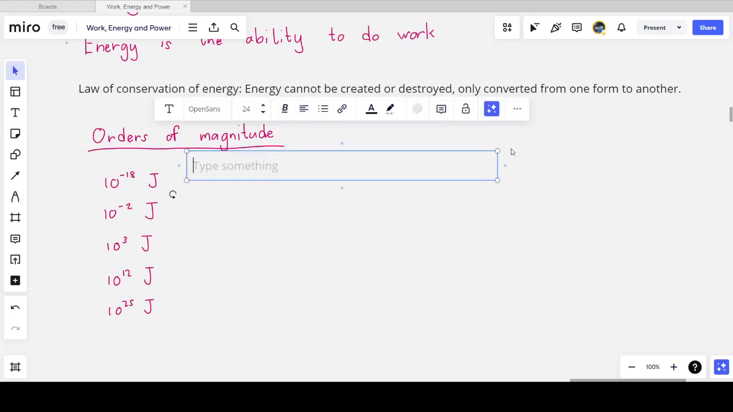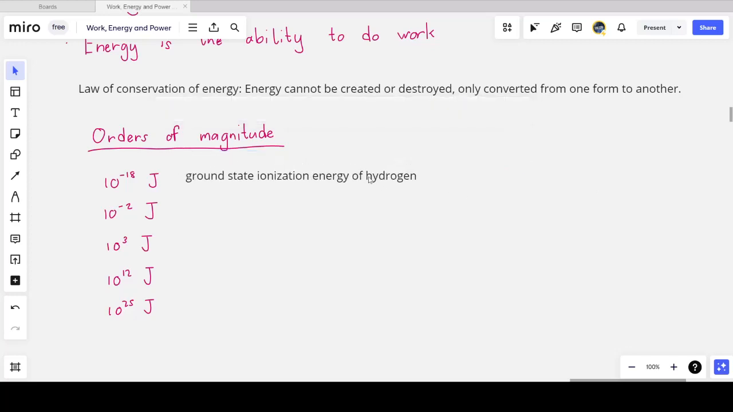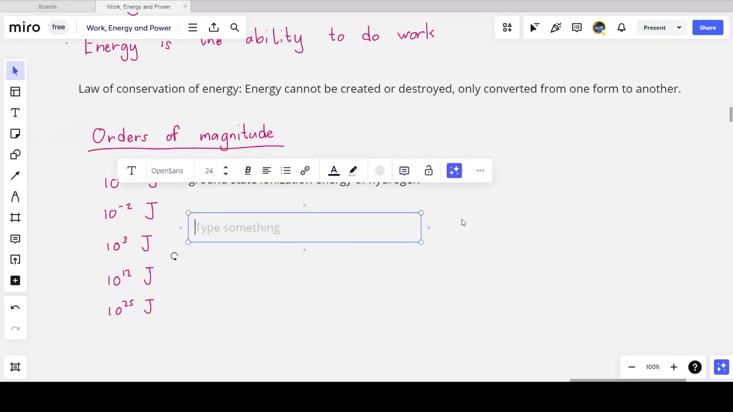So 10 to the minus 18 joules is a tiny amount of energy. And this is actually the ground state ionization energy of hydrogen. We usually don't measure it in joules, but if you convert it to joules, it's quite shocking. It's a tiny number. The ground state ionization energy of hydrogen in joules is 10 to the minus 18 joules. That's something very difficult to measure, if at all possible, directly.